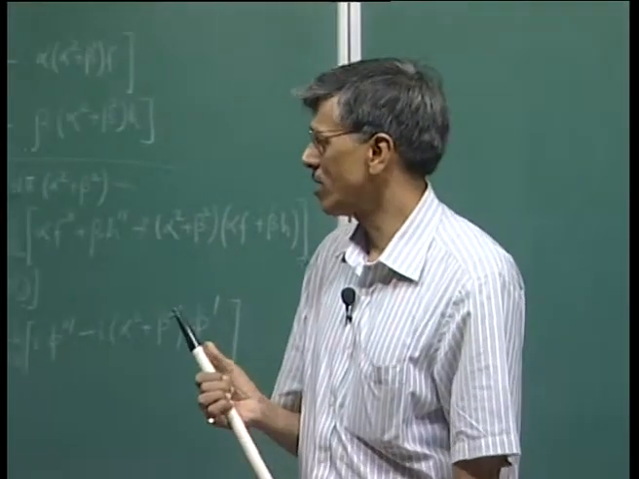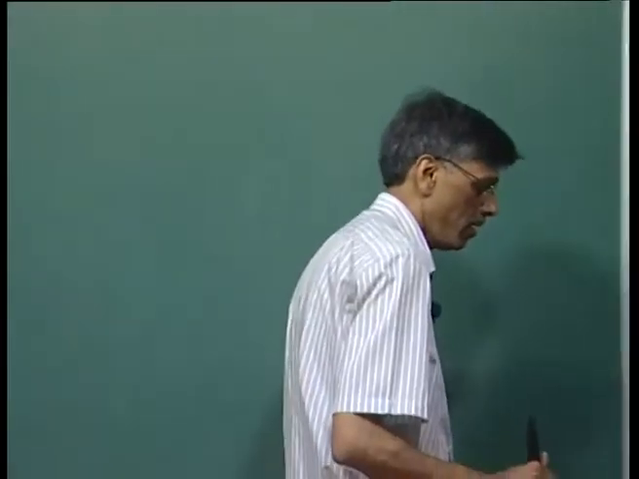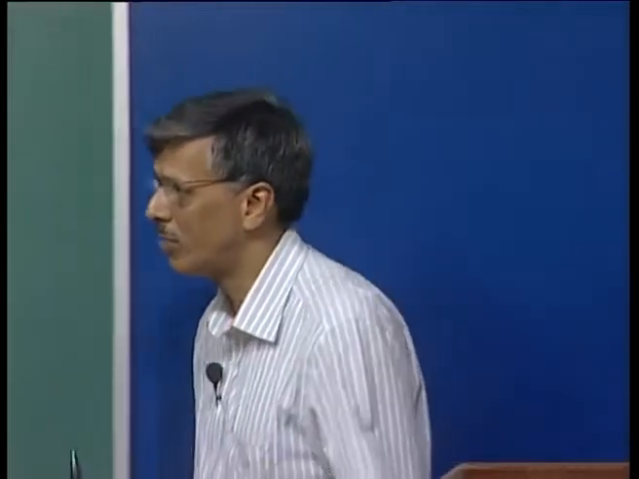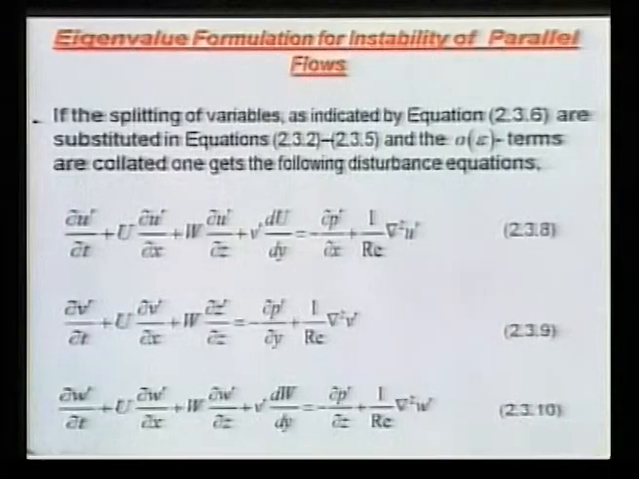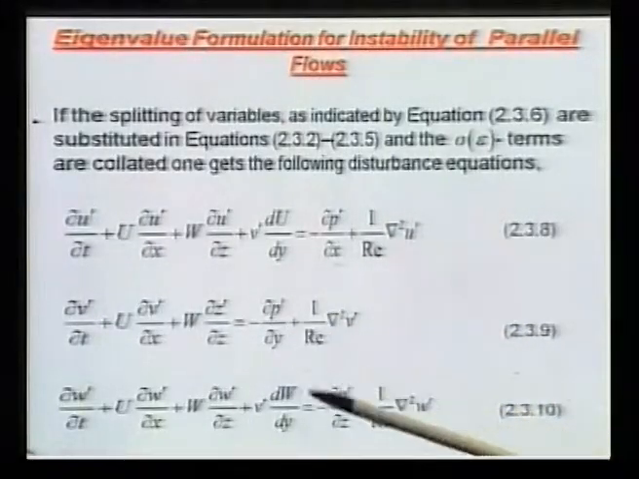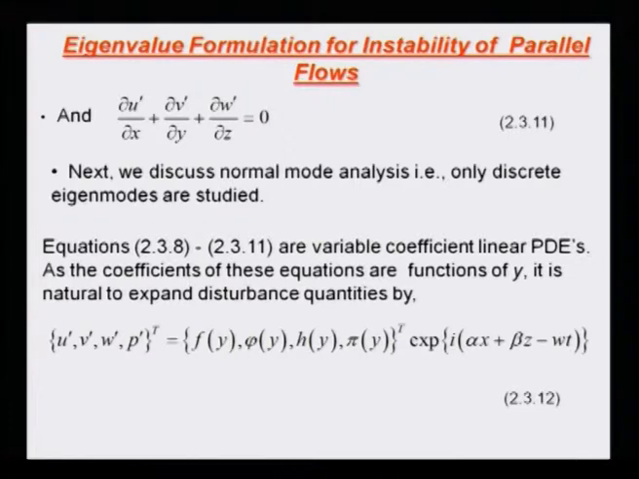Okay, in the last class we were talking about the viscous disturbance equation with the parallel flow approximation, and we had obtained the disturbance equation indicated by the primed quantities u prime, v prime, w prime and p prime, as given by these three linearized momentum equations, and of course, the mass conservation equation there.